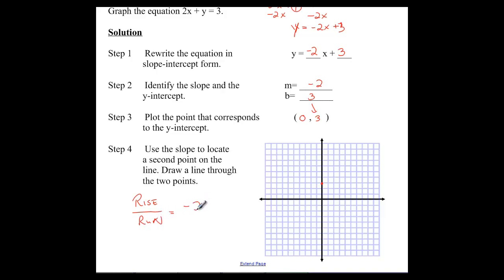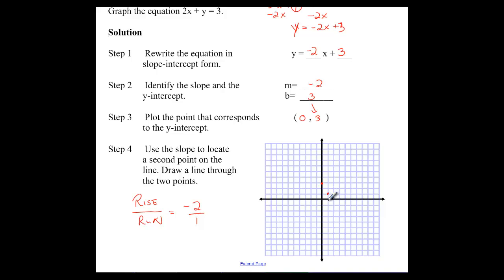If it is negative 2, I can always put negative 2 over 1 to create a fraction. I think writing it this way will help you to actually translate this into a graph. If my rise is negative 2, I'm going to move down 2 on my y-axis. If my run is a positive 1, I'm moving over 1.